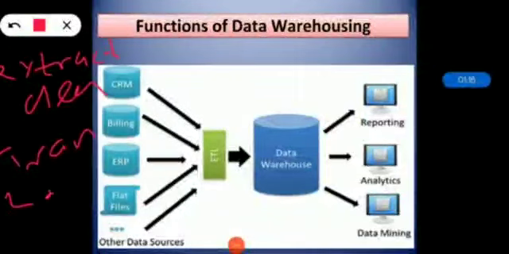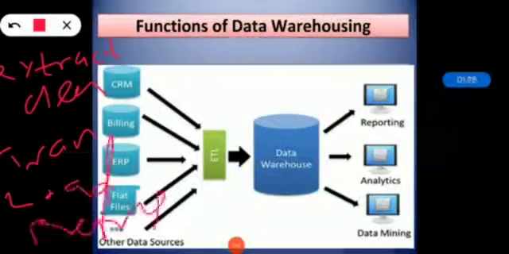Then comes the data loading, which is responsible for sorting, summarizing, consolidating, integrity checking, and building indices as well as partitions. Then comes refreshing, which is responsible for updating from data source to the warehouse. Data cleaning and data transformation, keep in mind, are very important steps. Why? Because they are responsible for improving the quality of data as well as the data mining results.